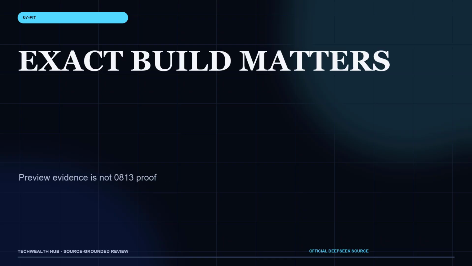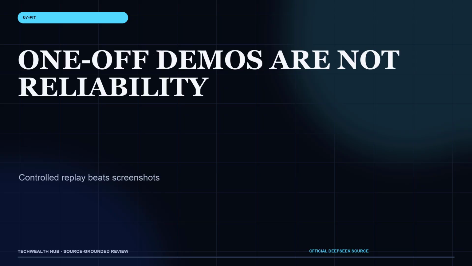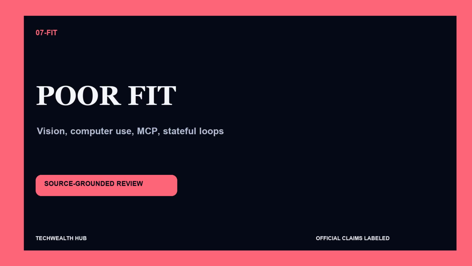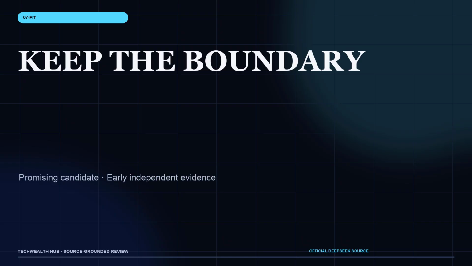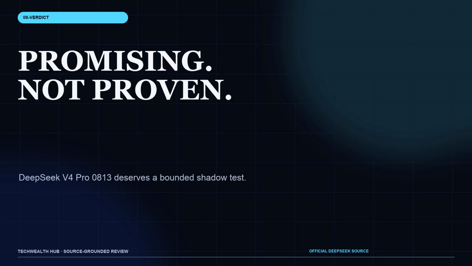The giant context window is useful only if retrieval quality and cost remain controlled. The benchmark table is useful only if it predicts your repository and tools. Independent evidence for the exact 0813 build is still early. Preview results, other model variants, and polished one-off web demos cannot substitute for a controlled replay of your production workload. The verdict is promising, not proven.